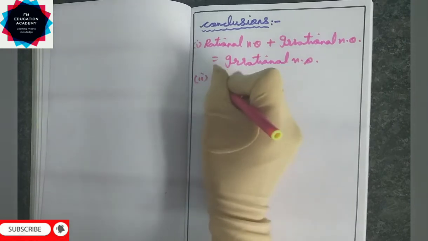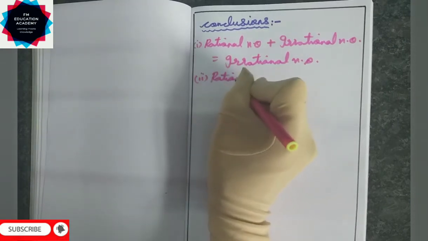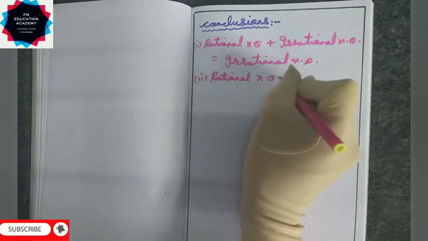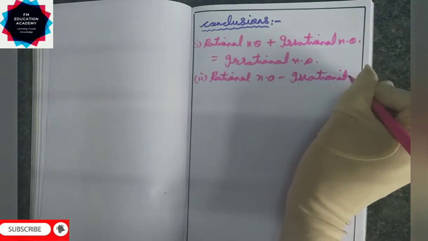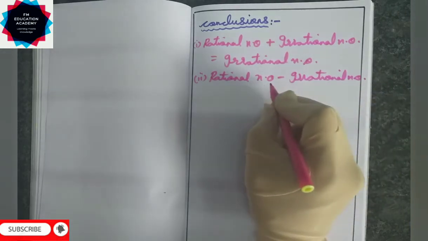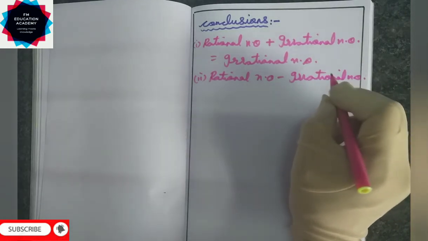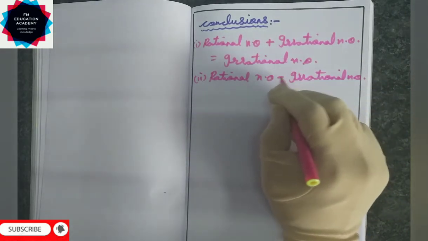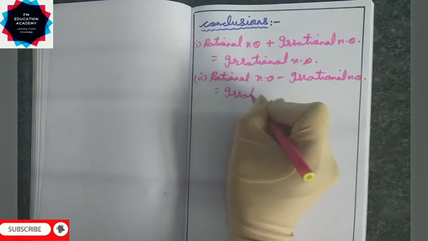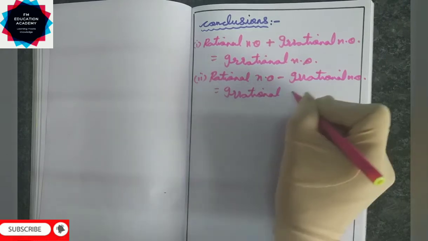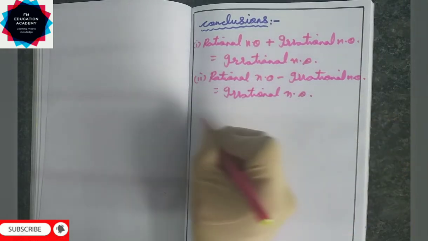Then if I subtract a rational number and an irrational number, I will always get an answer that is irrational only. That is when one number is rational and another number is irrational. Even if I add the numbers or subtract those numbers, I will always get the answer as irrational only. That is, it will be in the root form only, not in the form of a fraction p by q.